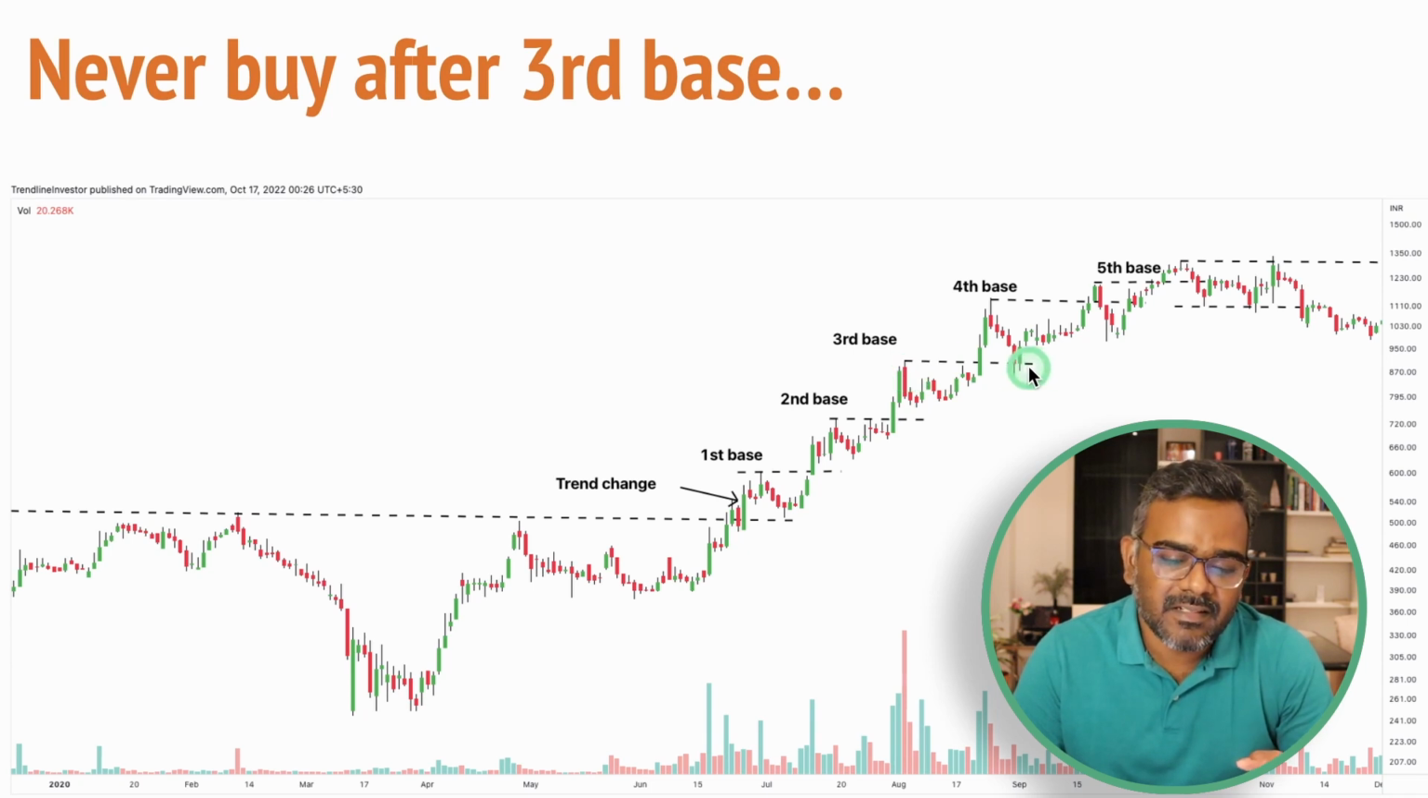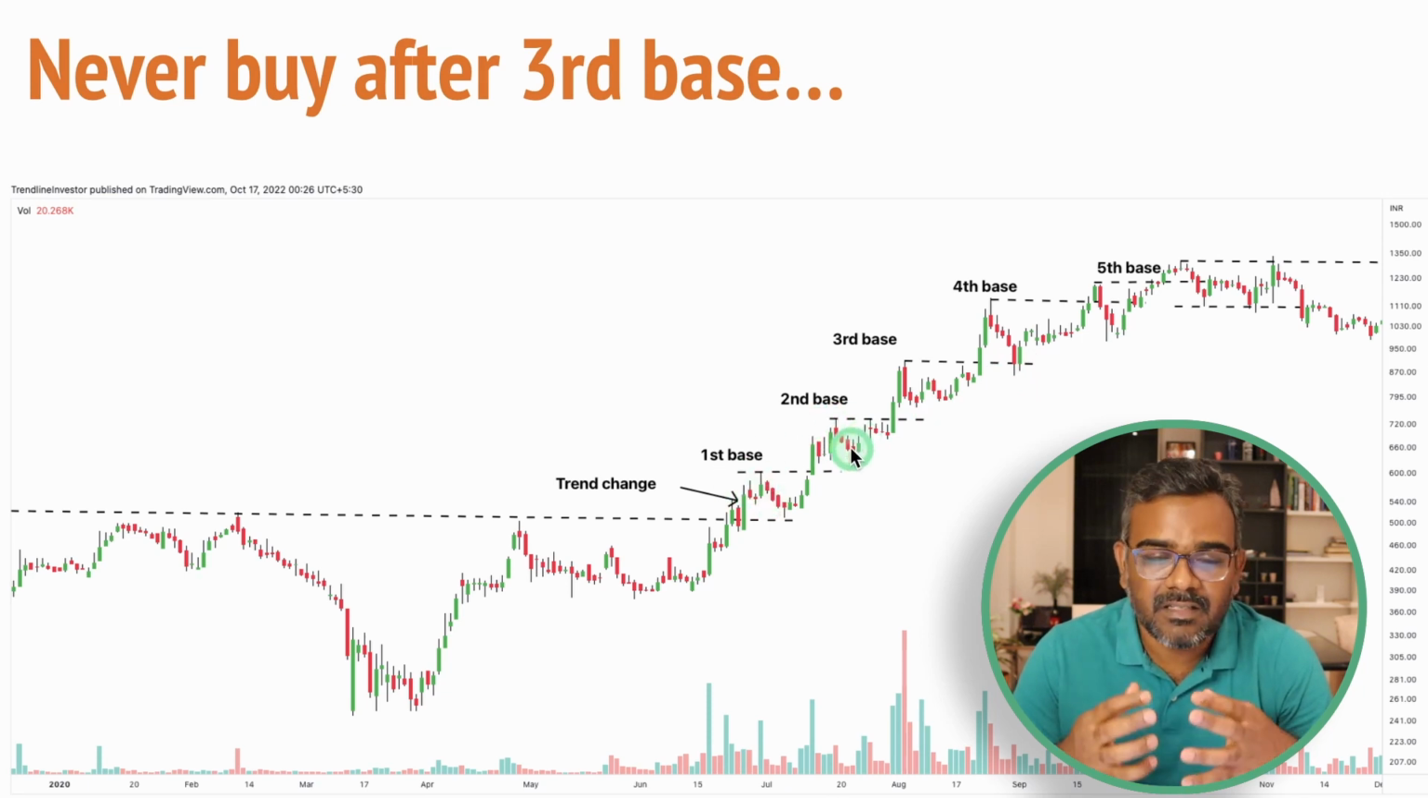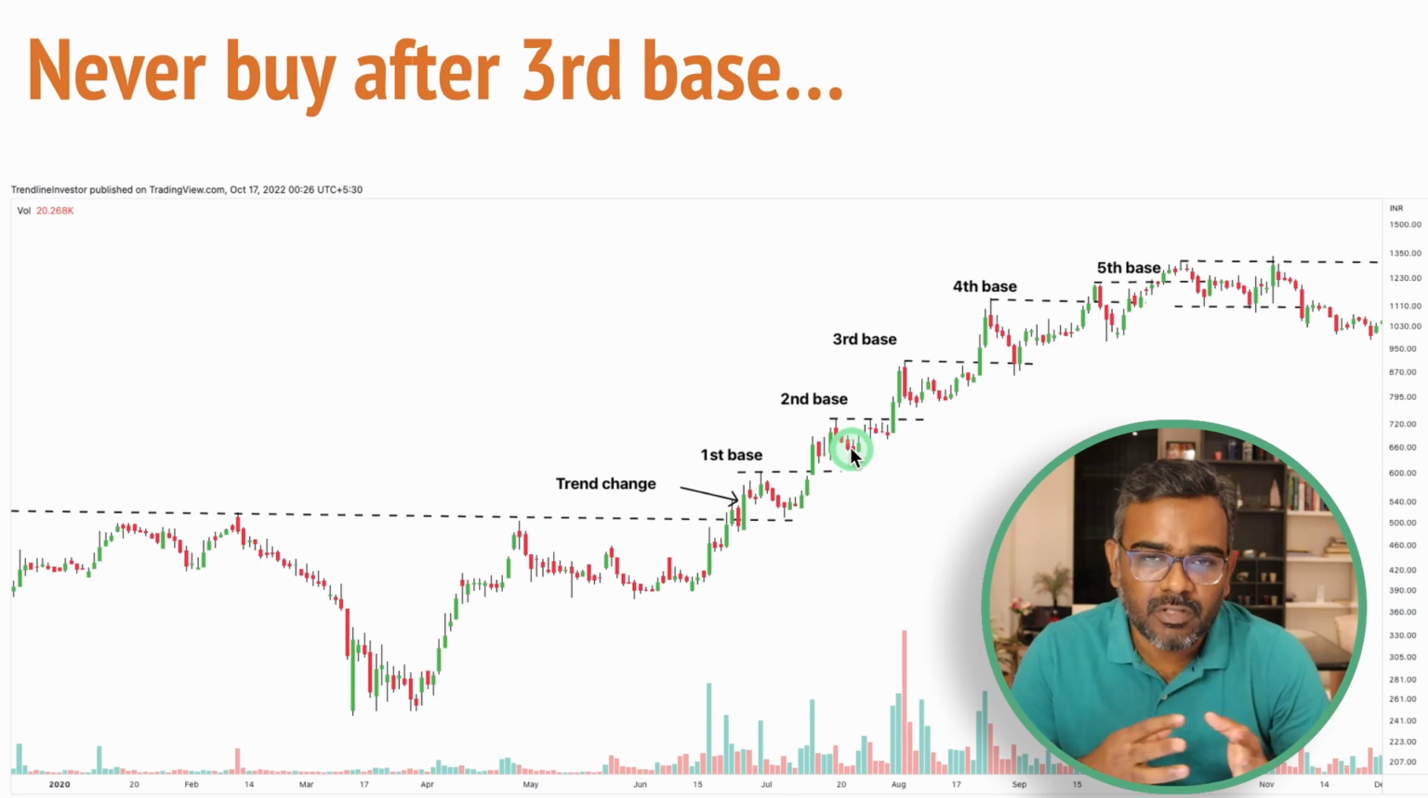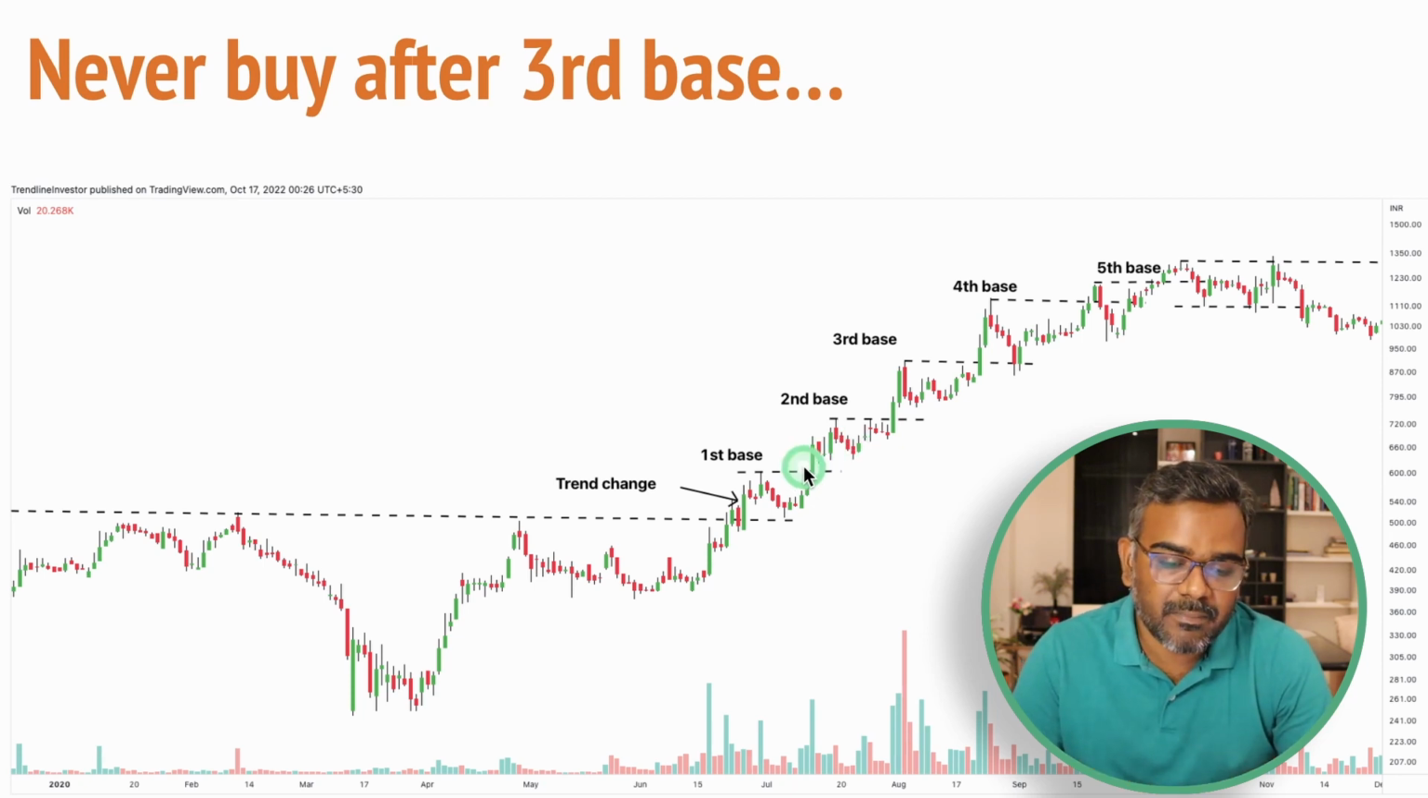Now, even on the third base, I would suggest probably with lesser risk. But if you're getting a stock on the first base or the second base, that's the best entry point. Now, for me, out of all the bases, the best entry point is on the second base, because that's where you get full confirmation that the stock is going up, right?